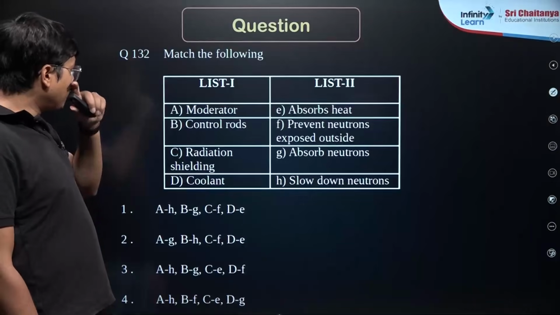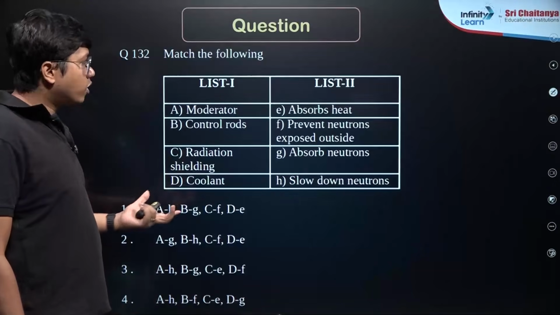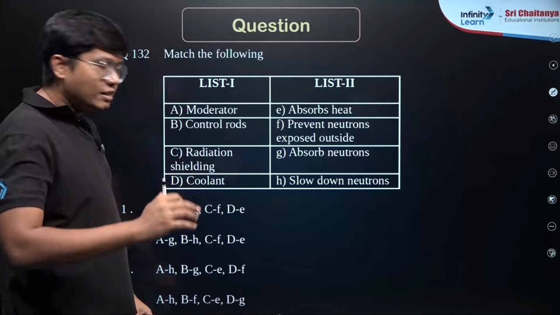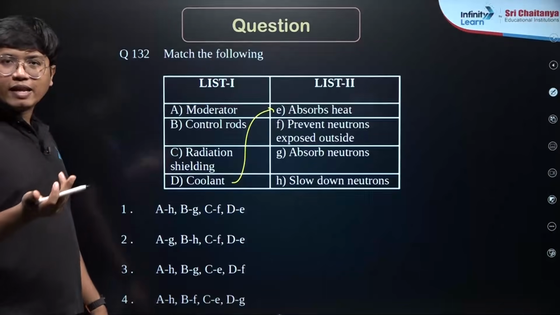This one says, match the following. What is the purpose of each of them? So you have moderator, control rods, coolant, so on and so forth. So match whichever are easy for you and then go for option C. The easiest one, you know, coolant absorbs heat. The name itself says it.